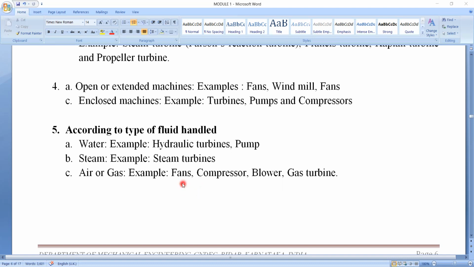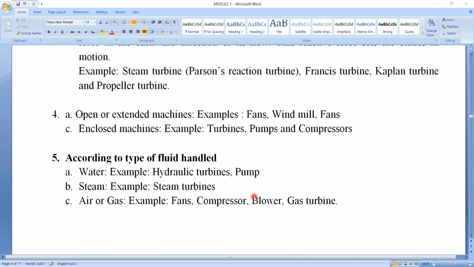The best example is the fan, the ceiling fan. A fan is the best example for air or gas turbo machines, where we are using air as a working fluid. Similarly, compressors, blowers, and gas turbines. So these are the basic examples for the air or gas type turbo machines.